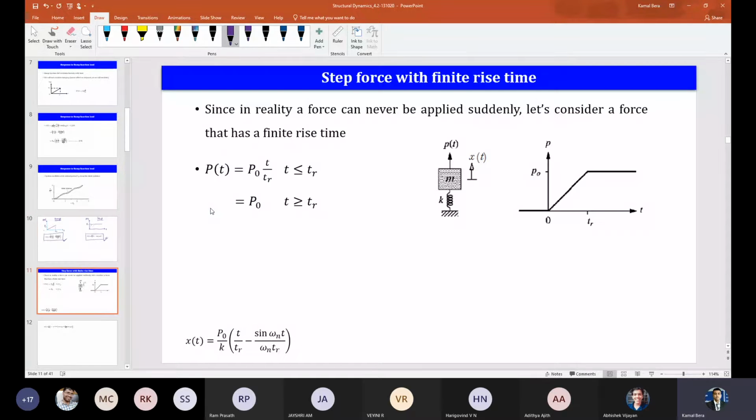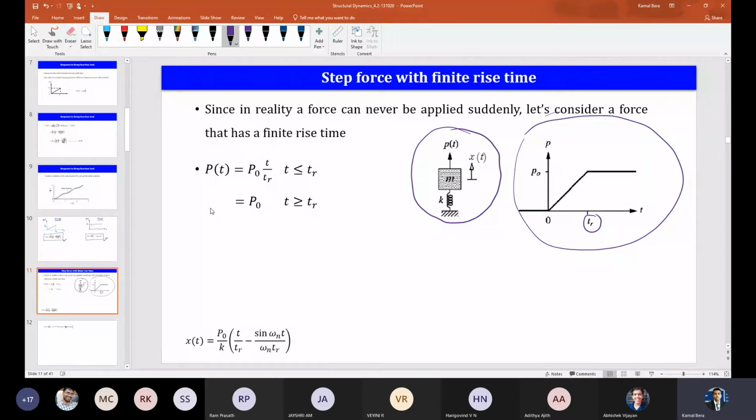Okay. So anyway, now we are going to start the step force with finite rise time. Let's say TR is my rise time. There is some time required to reach P naught, and after that it remains constant. So this is called step force with finite rise time. The model that we are going to consider is this. It is an undamped single degree of freedom system of mass m, stiffness k, subjected to load P(t), where P(t) is defined through this.